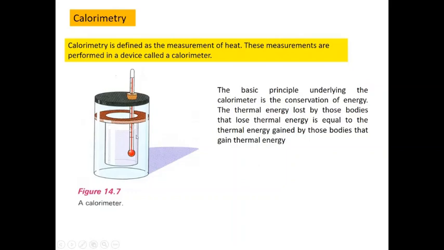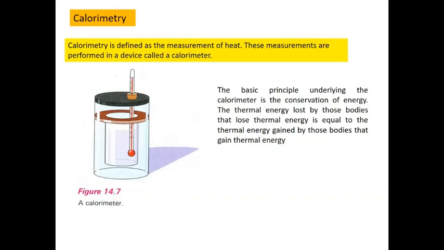And this device is used to measure the specific heat of an unknown body. For example, if you have some metal and you want to measure its specific heat, you can put it inside this water and record the change in temperature of the water. By knowing the mass and the temperatures, we can calculate the specific heat. So I will show it in the next slide.